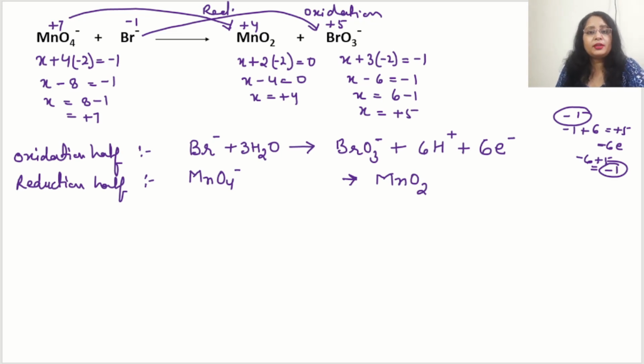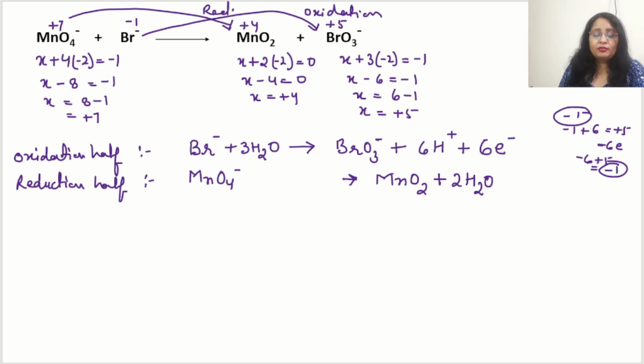Now, come to the reduction half. We will do the same procedure for balancing as we used in the oxidation half. So, first of all, balancing the elements other than oxygen and hydrogen. So, manganese, 1 left hand side, 1 right hand side, balanced. Now, oxygen, 4 left hand side, 2 right hand side. Then, we will add water molecules to balance the oxygen where there is deficiency. So, right hand side 2 means deficiency of 2 oxygen. We will add 2 water molecules. Clear?